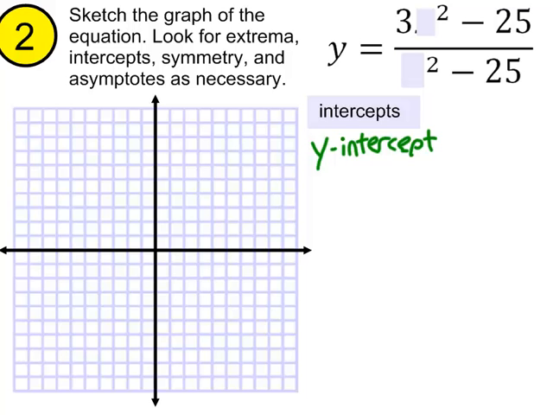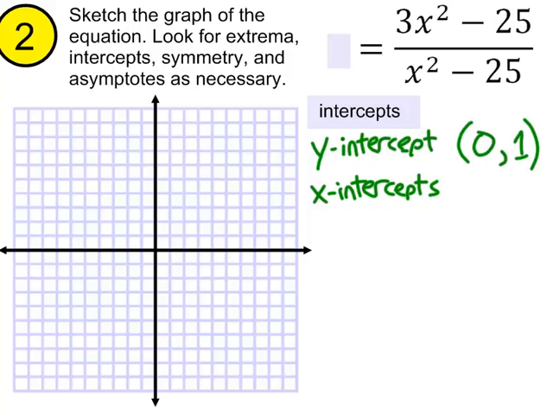The y-intercept is what we get from a graph when we plug in 0 for x, right? And when I plug in 0 for x, I see that I get negative 25 over negative 25, so that's going to be 1. So my y-intercept is when x equals 0 and y equals 1. Okay, simple enough, right? Let's go on to x-intercepts.